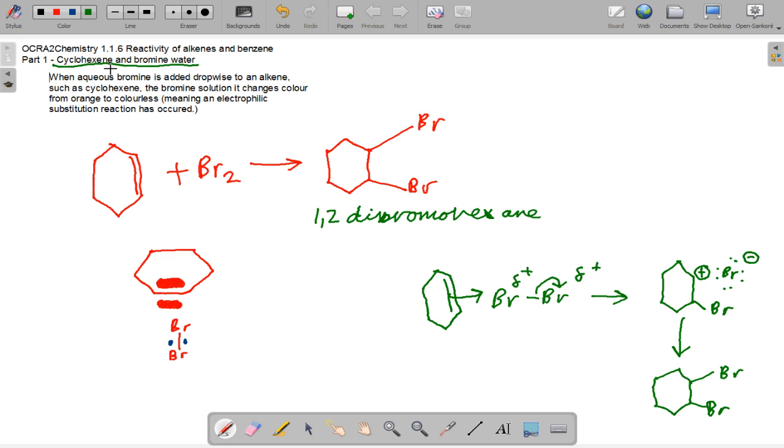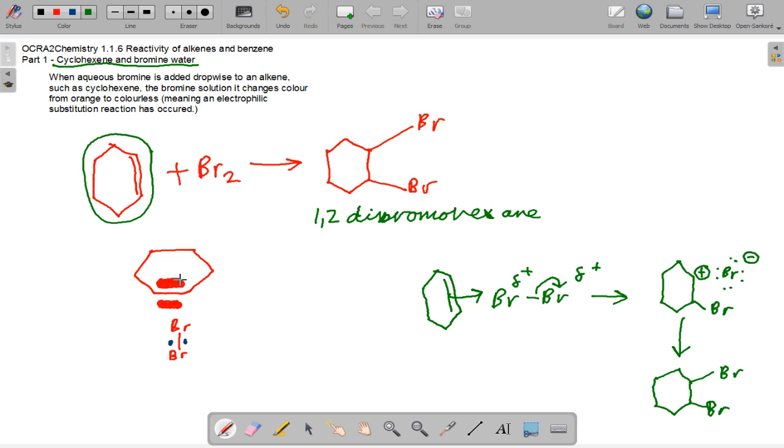Hello and welcome to the tutorial on the reactivity of alkenes and benzene. So if we have an alkene, cyclohexene plus bromine, we will get 1,2-dibromohexane. Now if you looked at previous tutorials, I used cyclohexene as an example for benzene, and Kekulé also used this example because it behaves similarly to benzene with the same sorts of chemical properties, but not quite.